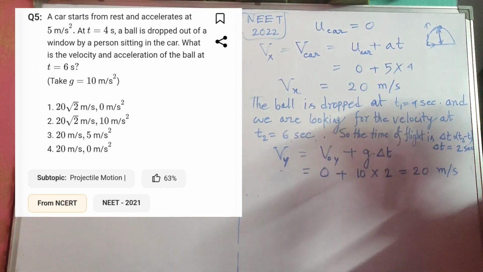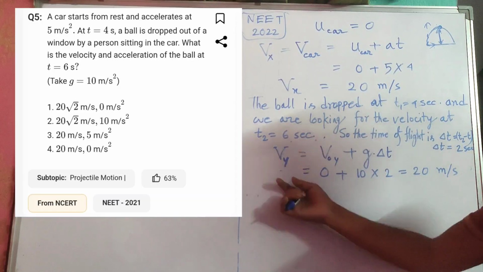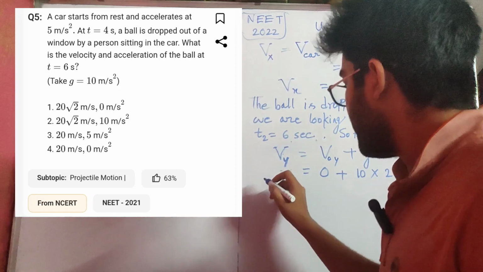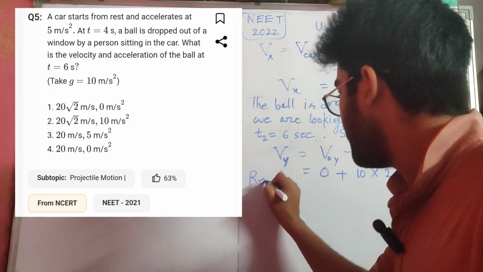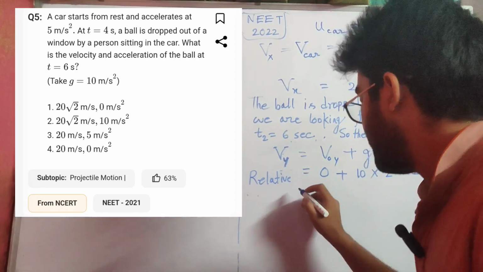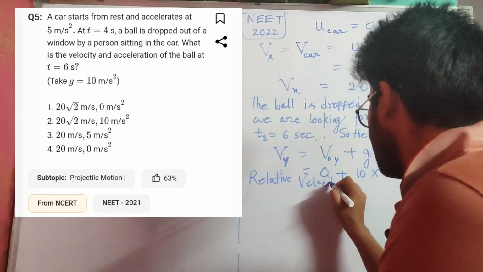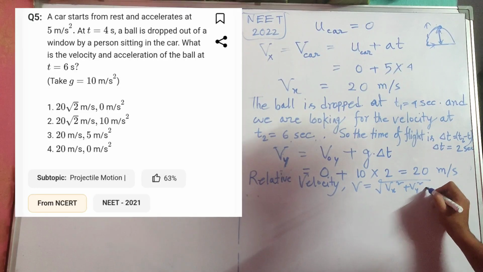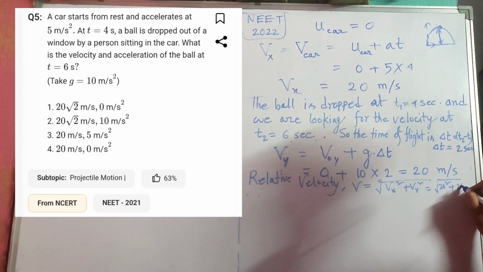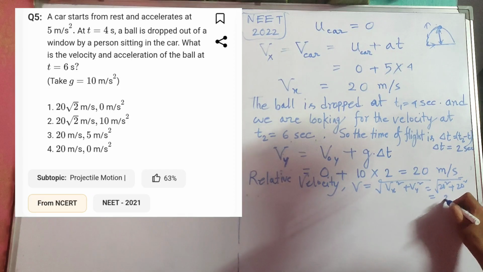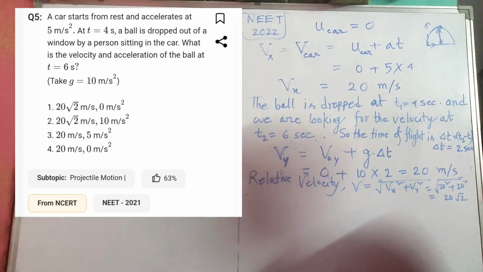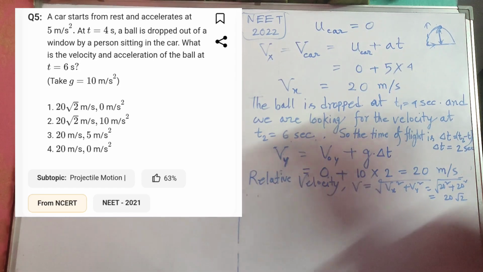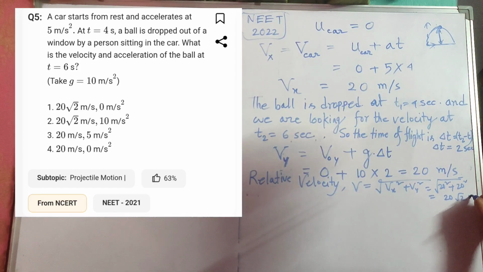This is the same value as along the x-axis, velocity 20 meters per second, and along the y-axis the velocity is 20 meters per second. That means the relative velocity v equals root of vx square plus vy square. That means 20 square plus 20 square, which is root 800, that means 20 root 2 meters per second.